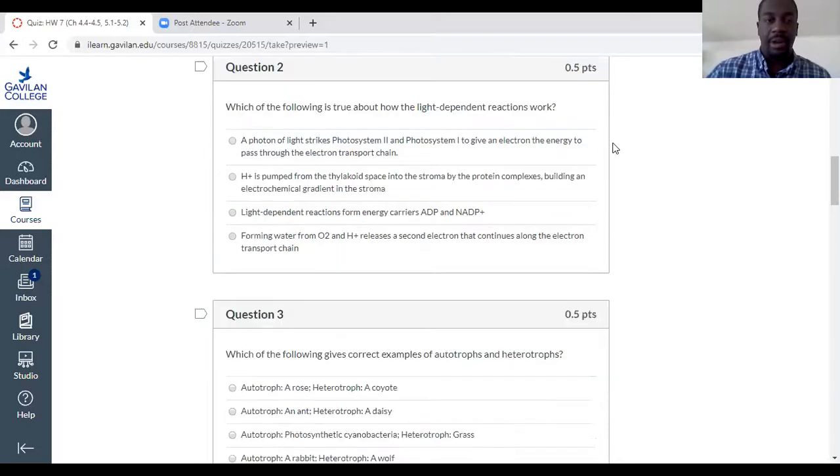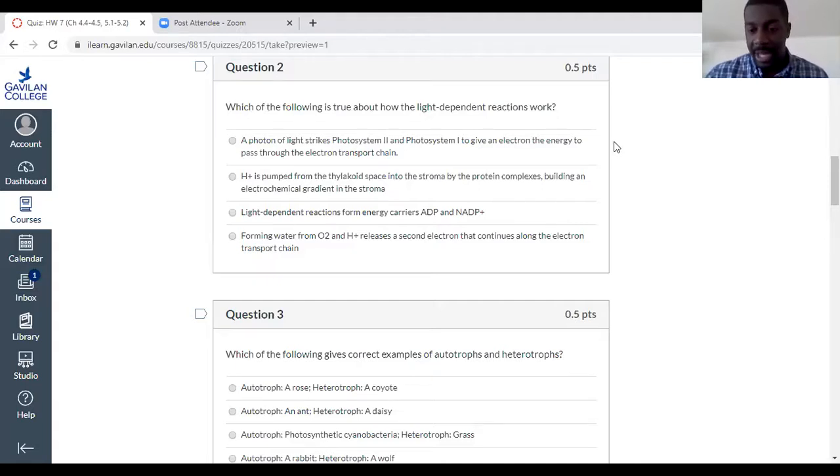Okay, all right, cool. So starting with number 2, which of the following is true about how the light-dependent reactions work? A, a photon of light strikes photosystem 2 and photosystem 1 to give electrons the energy to pass through the electron transport chain. B, hydrogen ions are pumped from the thylakoid space into the stroma by protein complexes, building an electrochemical gradient in the stroma. C.